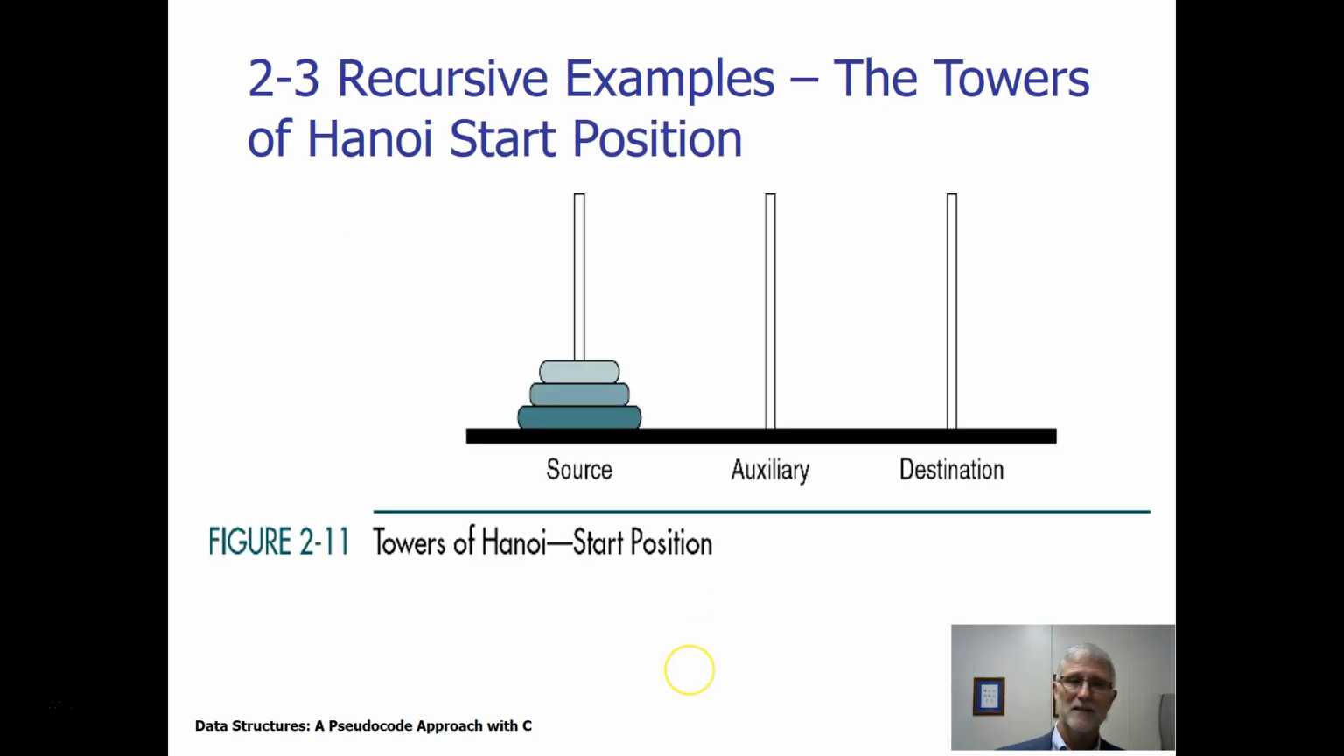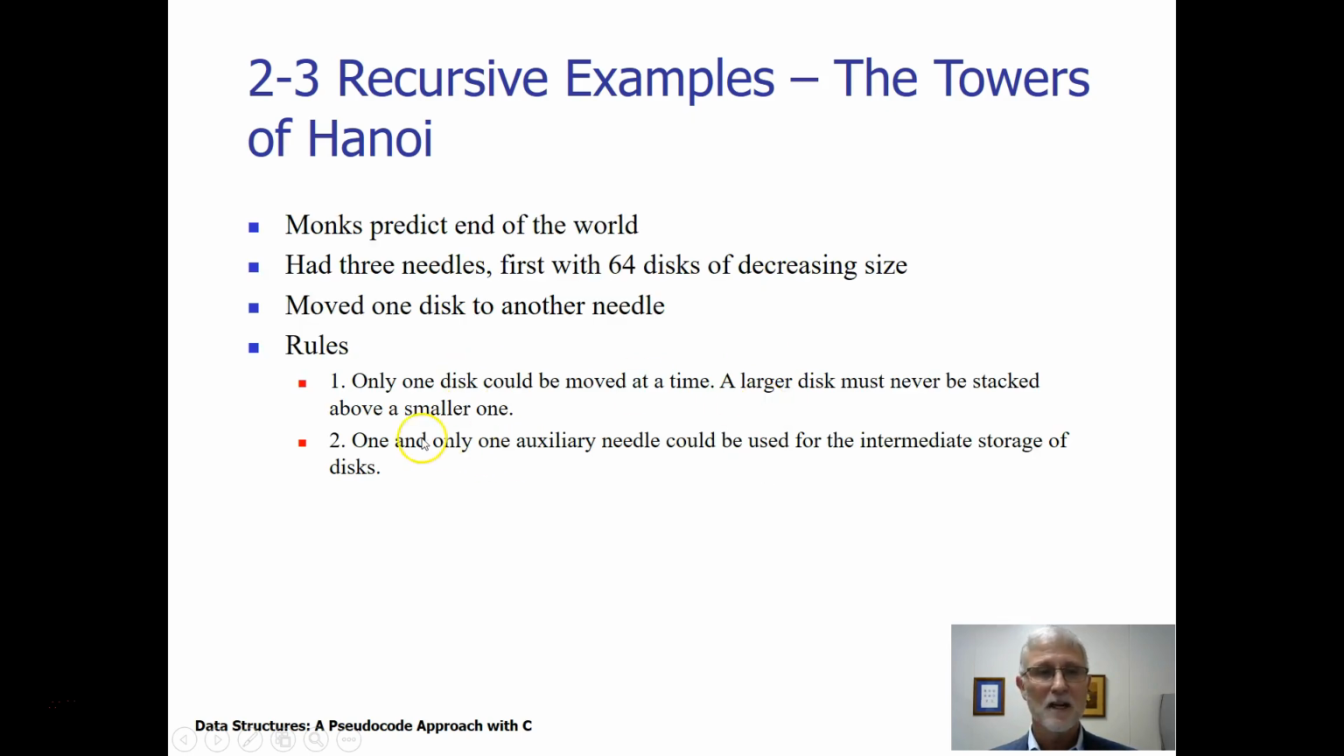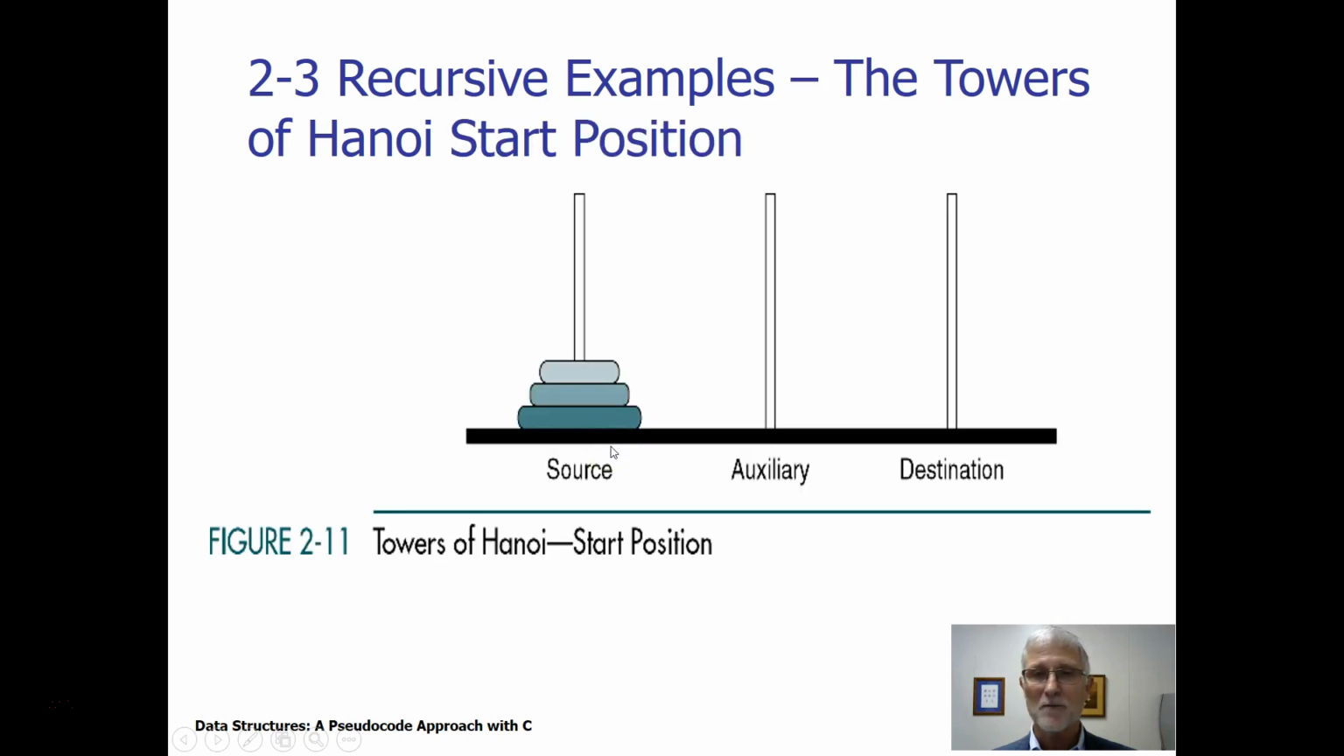But so you start out with something like this. What I've got here is my source. I want my sequence from the source to be duplicated at the destination, but I've got to make sure I can take one off at a time. I can use one and only one auxiliary needed for intermediate storage. So if I'm just using it as a holding spot, I can only use it for a short time.